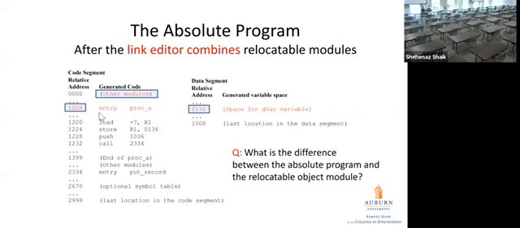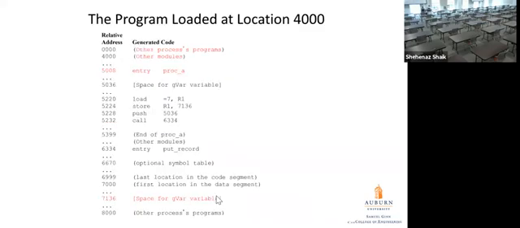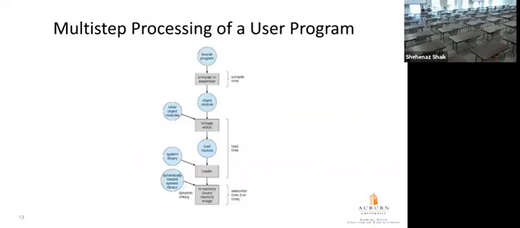Relocatable object code is where we have the logical addresses included as part of the object code, whereas the absolute code is where we have the absolute physical addresses where the program is loaded. So that's a small difference.